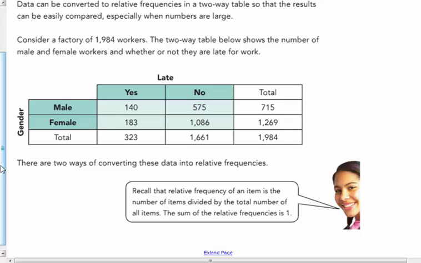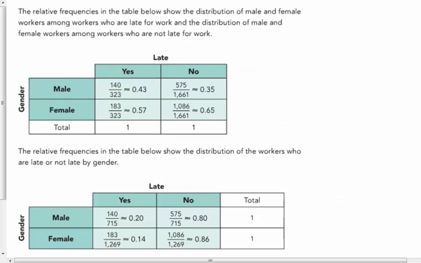Recall that relative frequency of an item is the number of items divided by the total. So you're finding a percent. The sum of all the relative frequencies has to be 1. So all the percents have to add to 1 in the table. So the relative frequencies in the table below show the distribution of male and female workers among workers who are late for work and the distribution of male and female workers among the workers who are not late for work.